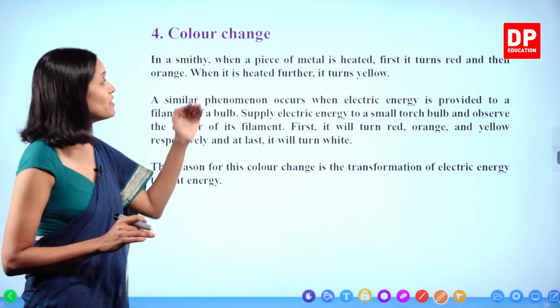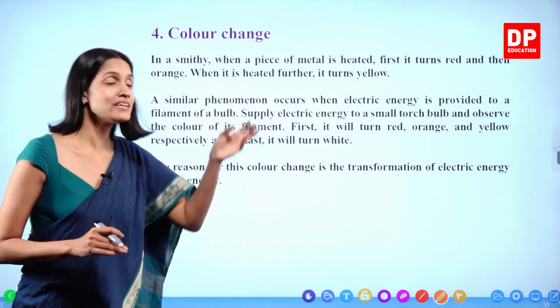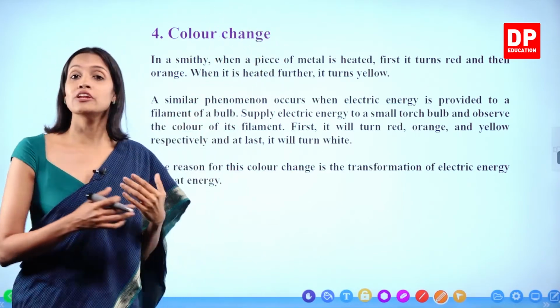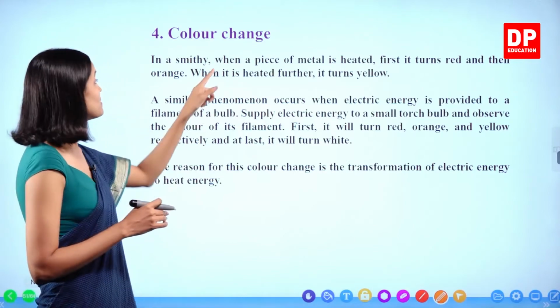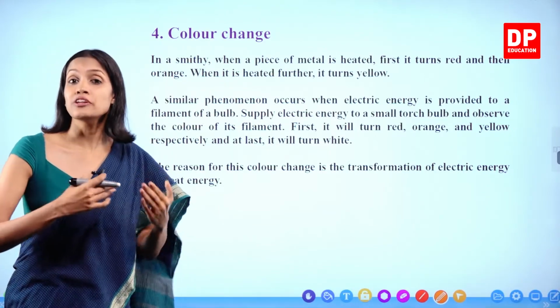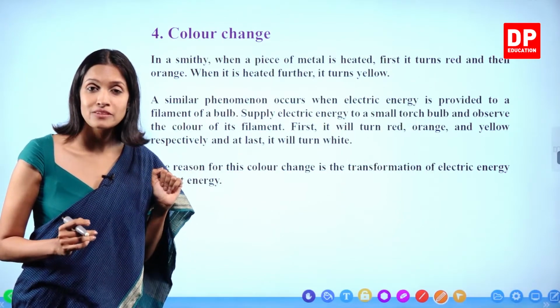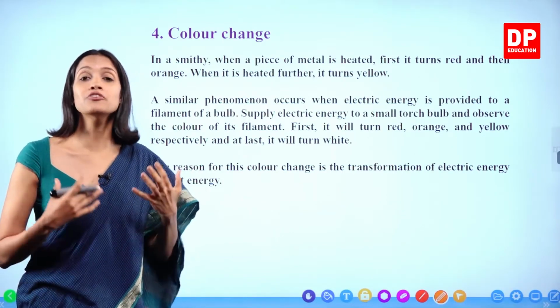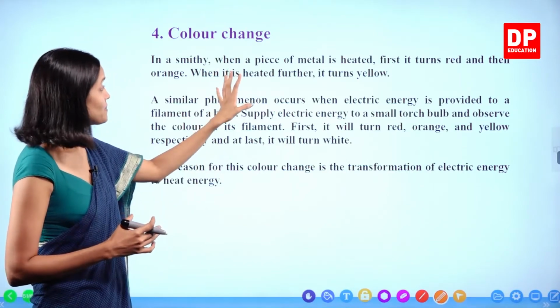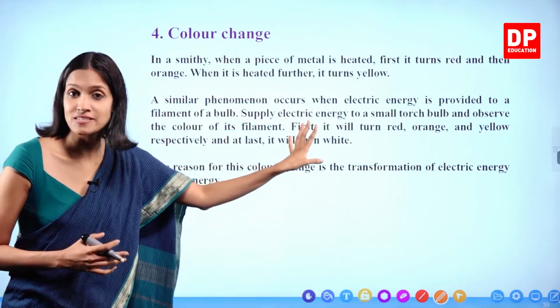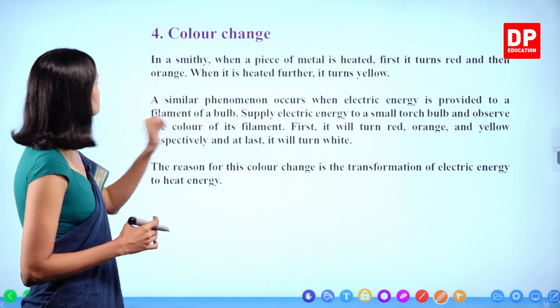Okay, children, when you heat it a little, it turns red, and when you heat more, what will happen? It turns orange, and when you heat more and more, it turns yellow in color. Which means, according to the amount of heat, what happens, children? The color changes. Okay? We'll go through this one.